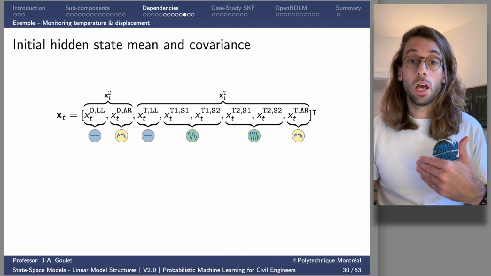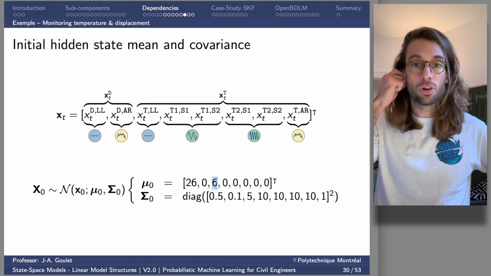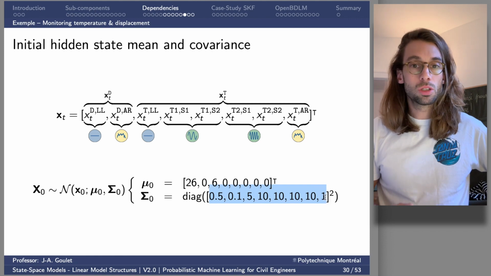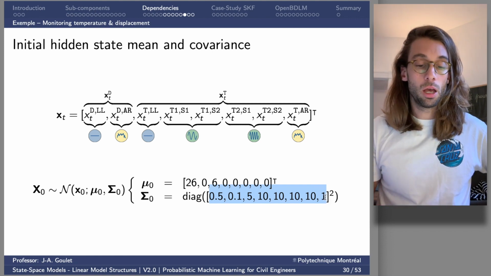Okay, so before processing the data to estimate the hidden states, we need to define what is going to be our initial expected value and covariance. So in that case, we define the expected value of 26 for the displacement, so 26 millimeters, 6 degrees Celsius for the temperature, and the other ones we initialize at 0. And we initialize the variance to some values that are fairly large given our prior knowledge for this problem.